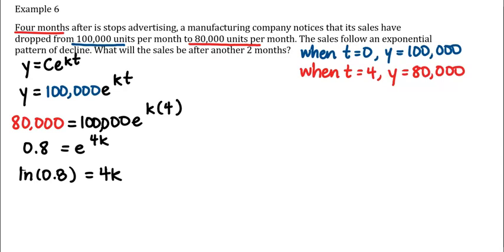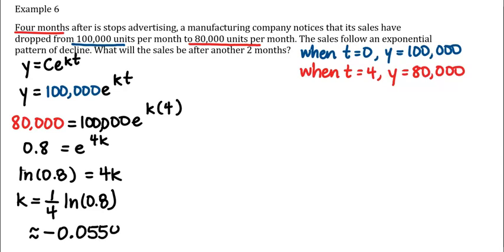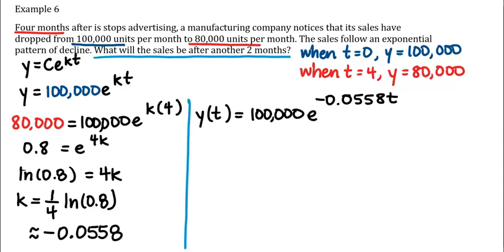And then I will divide both sides by 4 to get that k is equal to 1/4 natural log of 0.8, which I will round to 4 decimal places and get approximately negative 0.0558. So now that we have found k, we know that the entire model looks like this. There's our C value plugged in, and there's our k value plugged in.